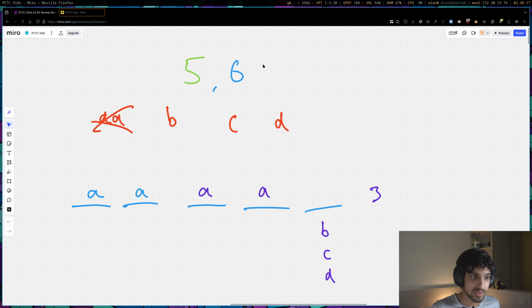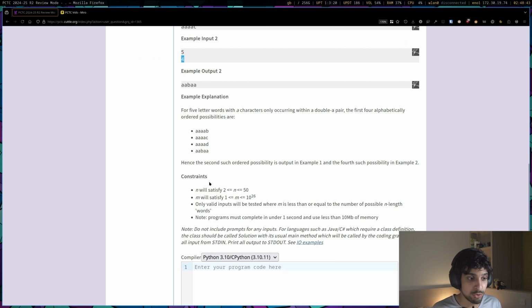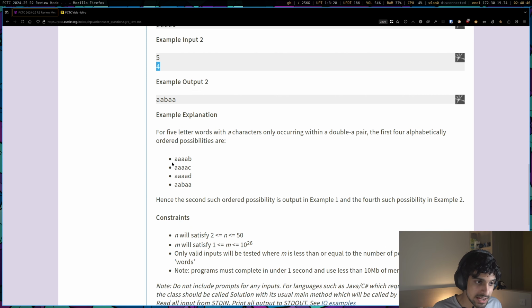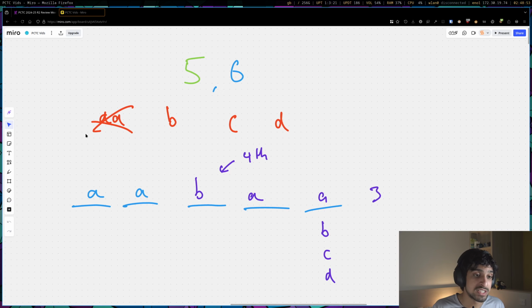Now 3 is less than 6, right? So in our ordering, the very first 3 strings are going to start with AA, AA. And then string 4 is going to be AA, B, AA. Again, basically what we just saw, but now shrunk to a scale of just 3 characters long. So this is going to be the 4th number in the list. And are we correct? Of course we are. If we go to the example over here, the explanation says the first 3 all start with AA, AA. Then the 4th one is AA, B, AA, which is exactly what we have over here.